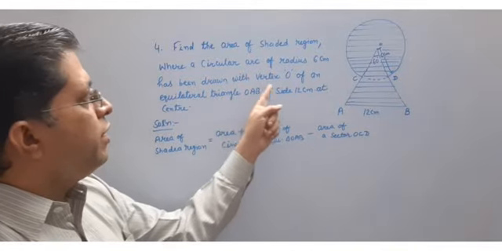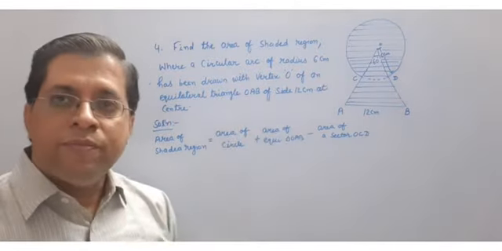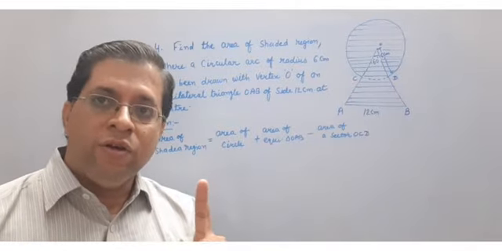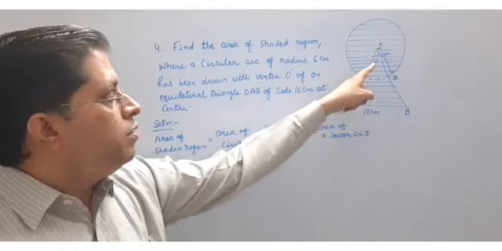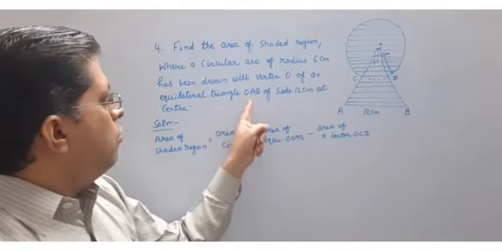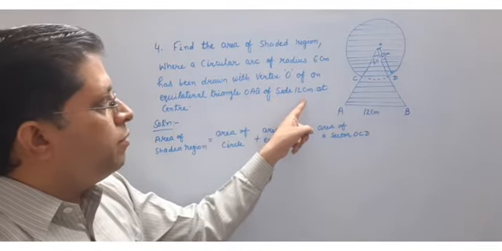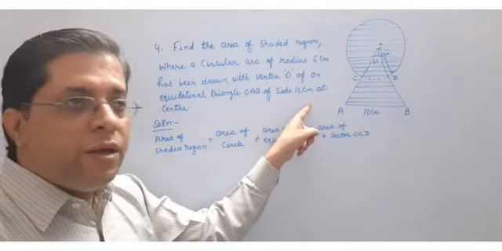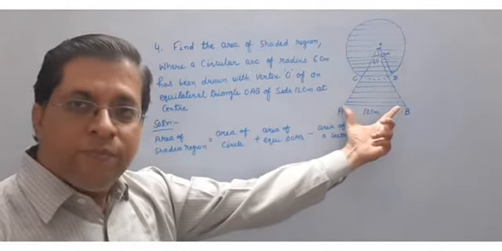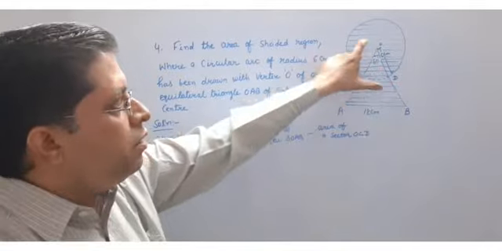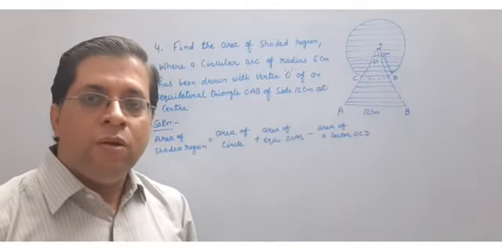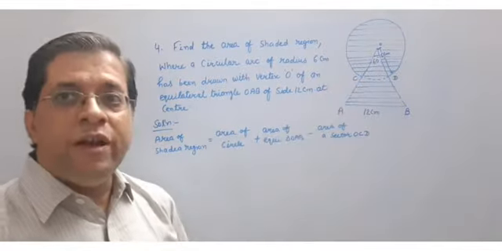It has been drawn with vertex O of an equilateral triangle. The equilateral triangle is given to you. In an equilateral triangle, each angle is of 60 degrees. This angle 60, this 60 and this 60. OAB has side 12 centimeter. Total side is 12 centimeter. So 6 is this and 6 will be this. Total is 12. This is 12, 12, 12. And the radius is given 6 centimeter. All things are clear, and you have to find out this shaded region.